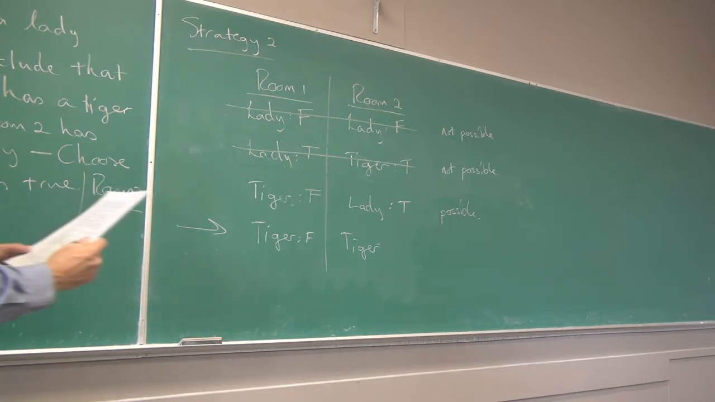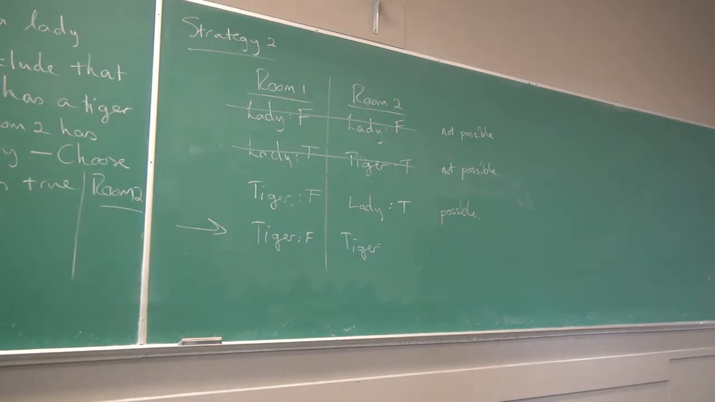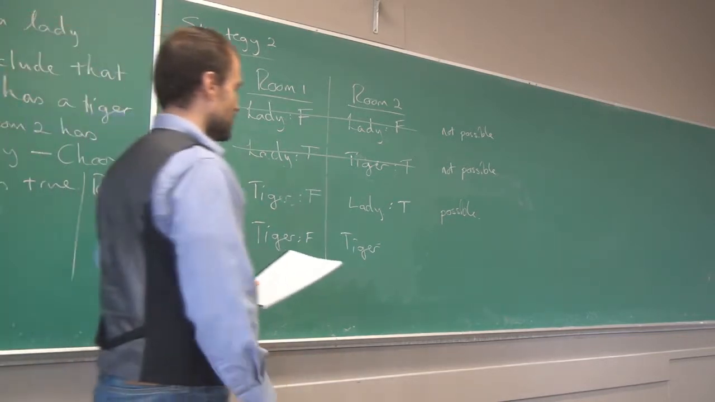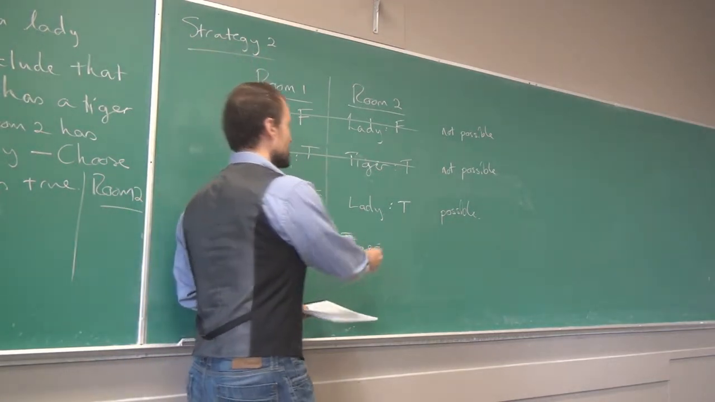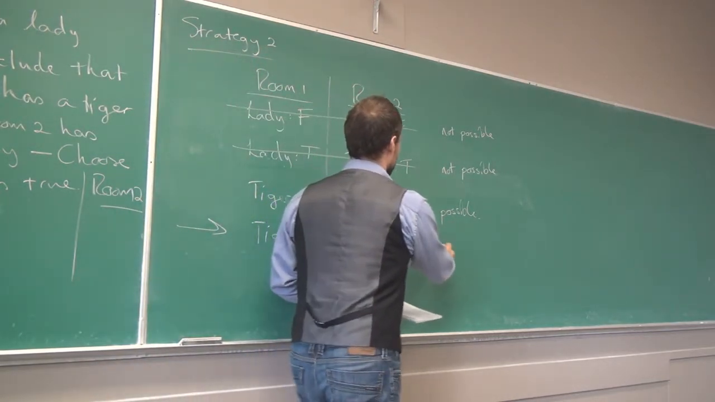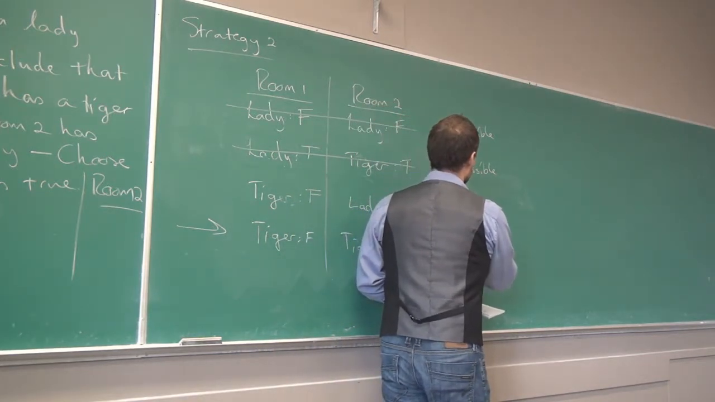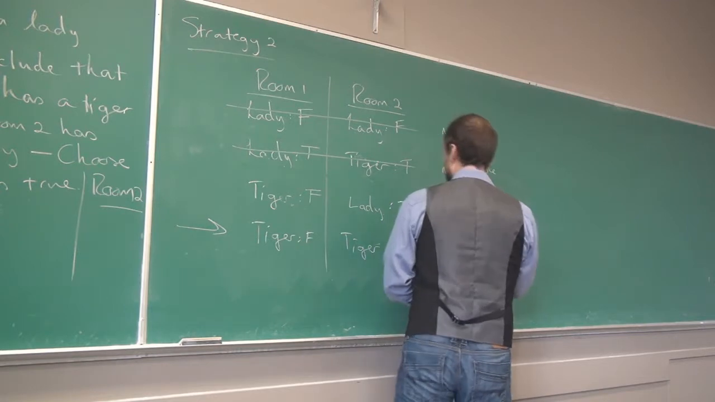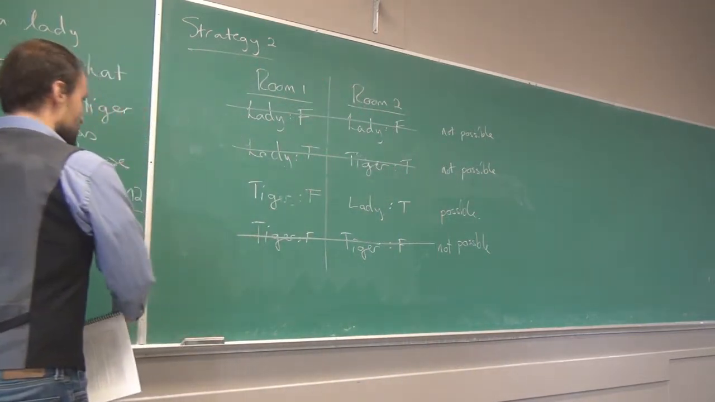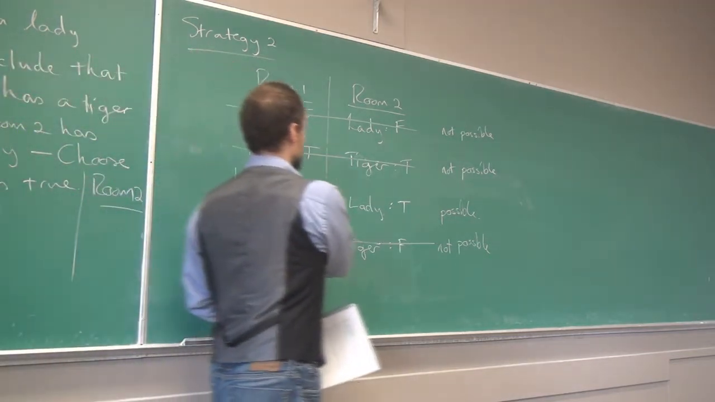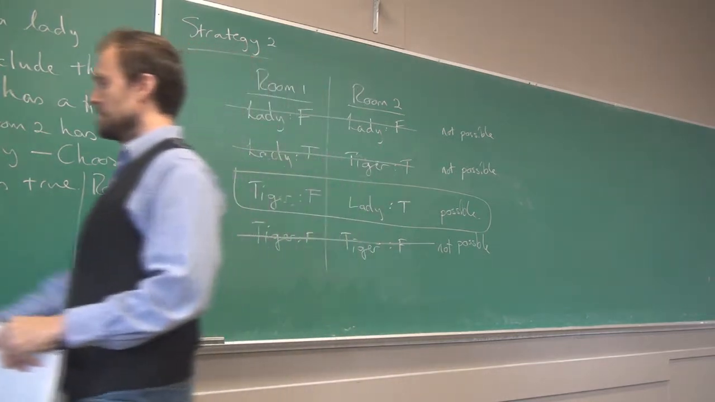Second room says, in one of these rooms there's a lady, and in one of these rooms there's a tiger. The first one, there's no lady in there, so that's false as well. And that goes against what the king is saying, so that cannot be what's happening. And I conclude that this is the only possibility and therefore the answer.